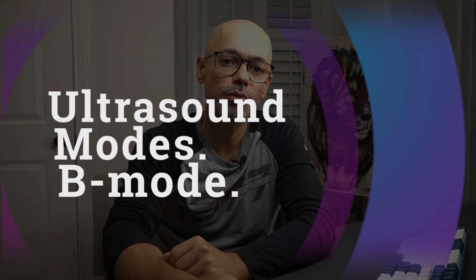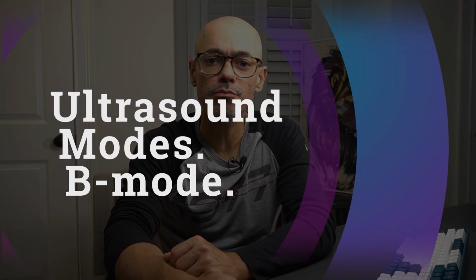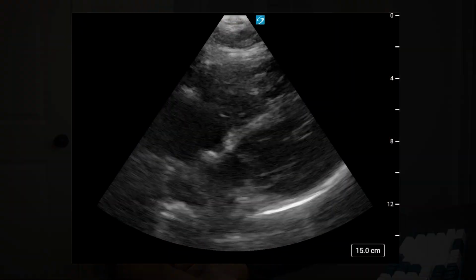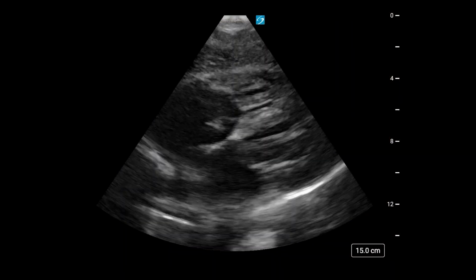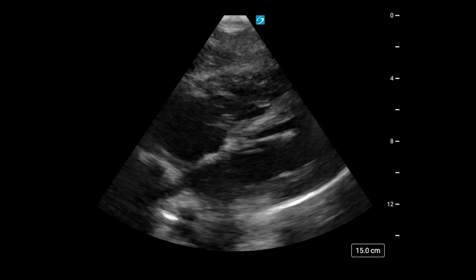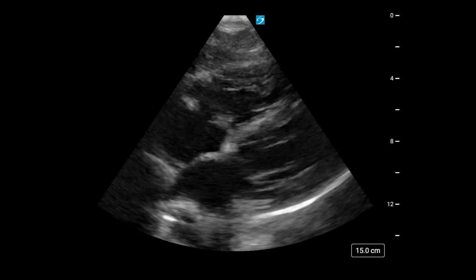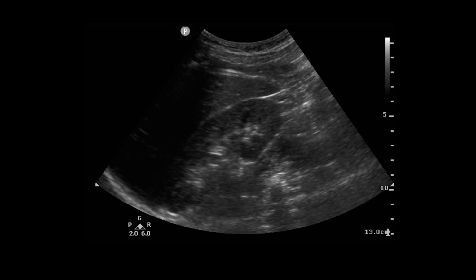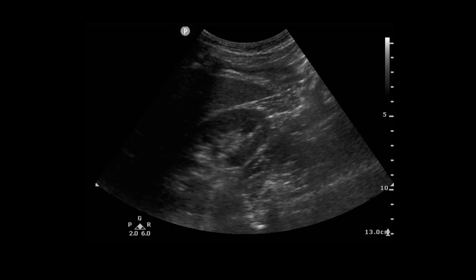Ultrasound modes. B mode, or brightness mode. This is the standard method for image creation in 2 dimensions. The returning echoes are displayed on the monitor as shades of gray. This represents a 2-dimensional image of approximately 3 millimeters of depth. Typically, the brighter shades of gray represent echoes with greater intensity levels.